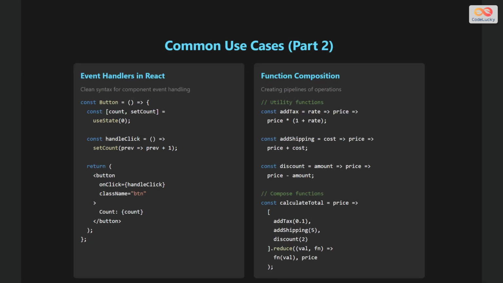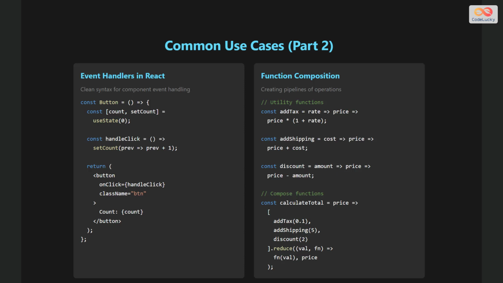Arrow functions are also very useful in event handling, particularly within components of frameworks such as React. In a React component, arrow functions provide a concise way of creating event handlers. Here is an example where the handleClick function uses the setCount function to increment the value by 1.